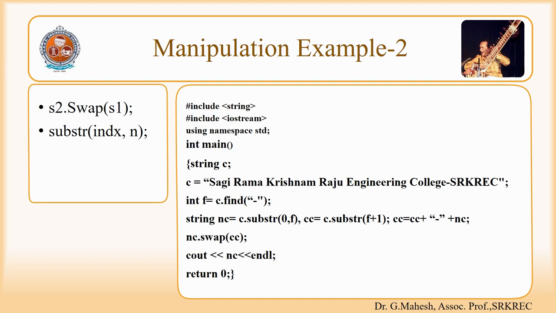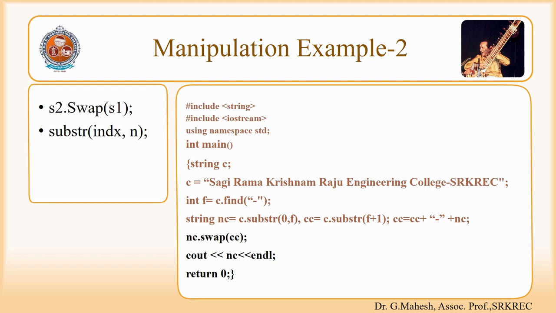Now let us see another example of manipulation functions. Again the header files and then the namespace, main function. C is declared as a string and assigned with Sagi Rama Krishnam Raju Engineering College dash SRKREC. Now let us find the position of dash using the find function and store it in F. Now let us create a new string NC, which is a substring from the string C, starting from the 0th position to the F position, that is, Sagi Rama Krishnam Raju Engineering College will be stored in NC now.